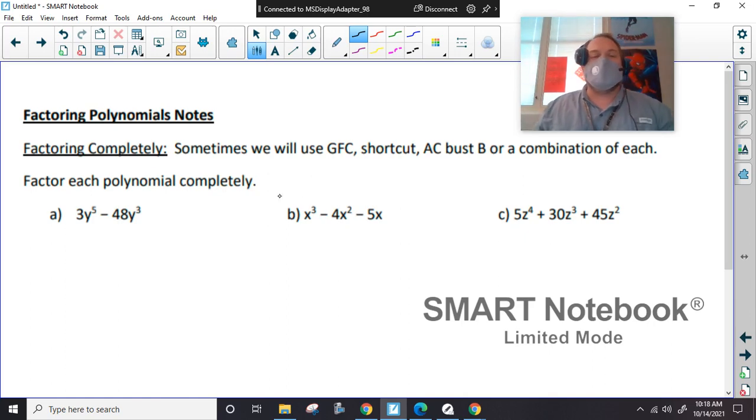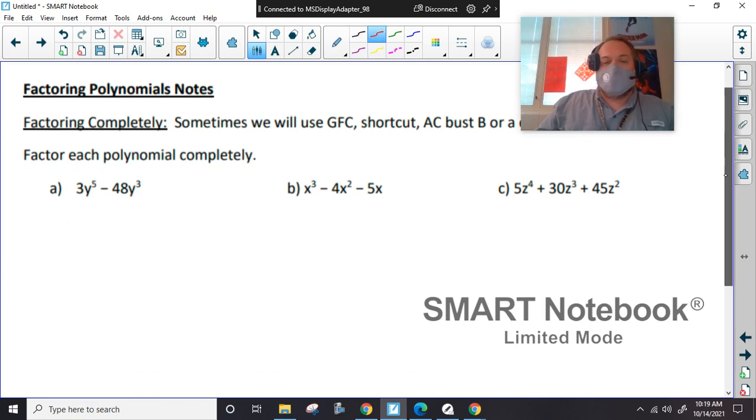Okay? Now, as it says, because I know even if you have your handout for the day, you probably didn't read this because they're directions and they might be important and people don't. It says sometimes we use a GCF, greatest common factor, the shortcut method, AC bus to B, or a combination of all of it. Okay, so let's look at A.